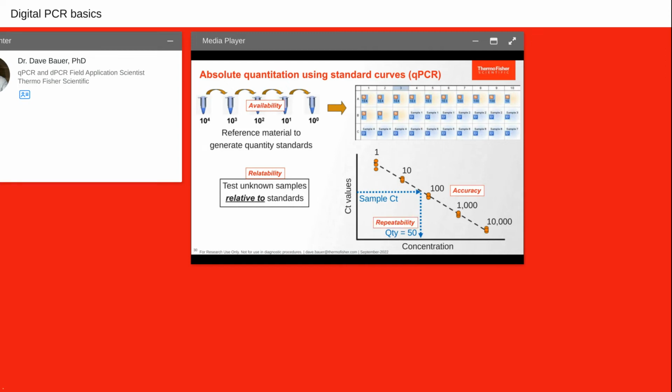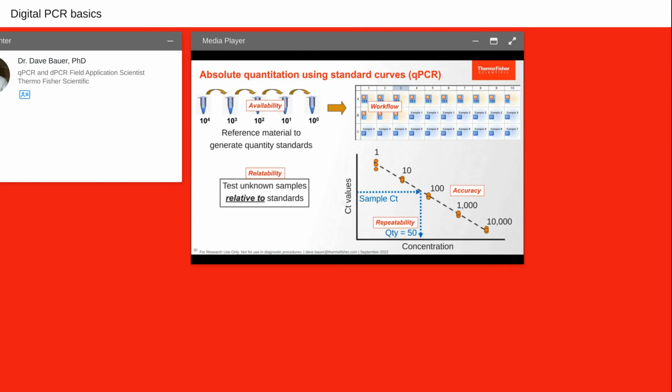And another consideration is repeatability. Because we're doing a relative measure, that relative being from the standard curve itself, any variability in the standard curve is going to impart variability in your unknown samples measurement. So different analysts, different users, different labs, different lots of references, all of this can impact how repeatable our measurements will be for a given unknown sample.